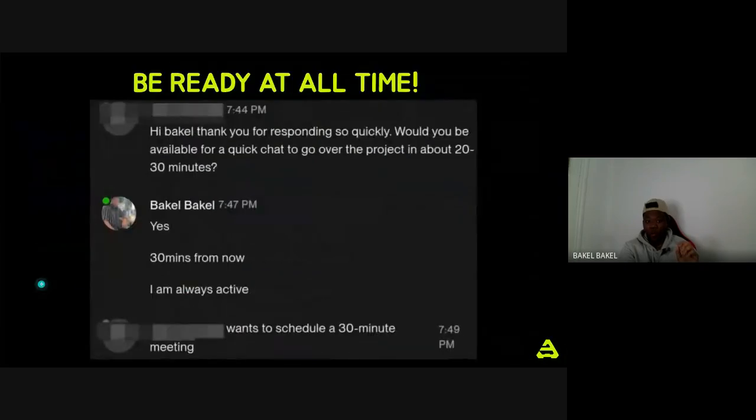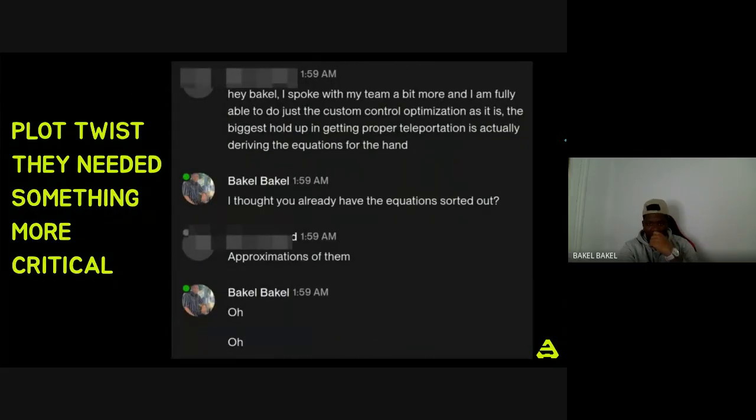So later on, after the call, that interview was completely Rust based. And how will I approach it? I know they're trying to pick your brain. After the call, they told me that the biggest holdup in getting the teleoperation working is actually deriving the equations.